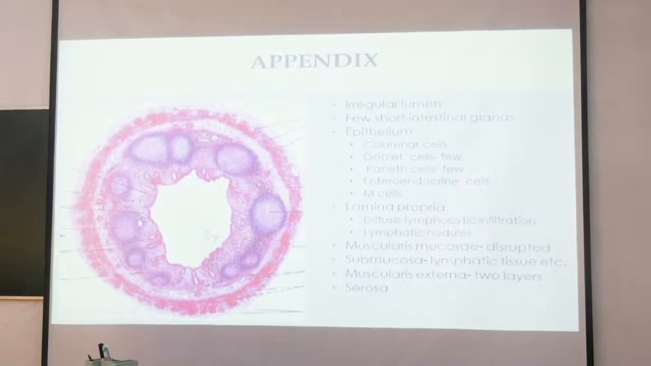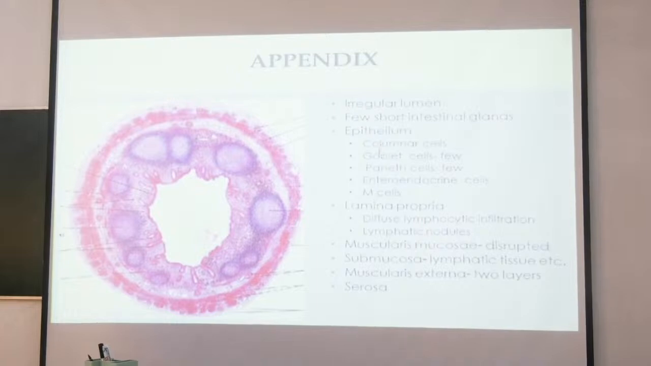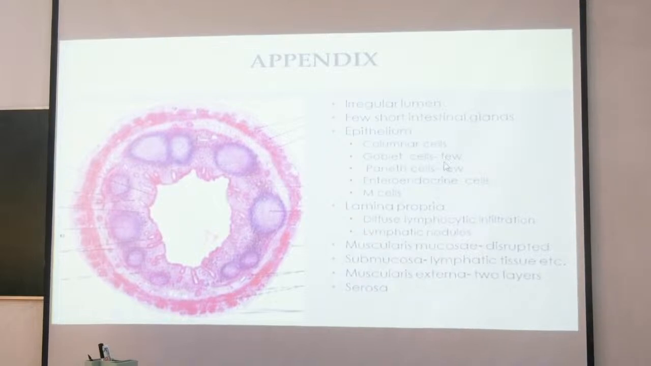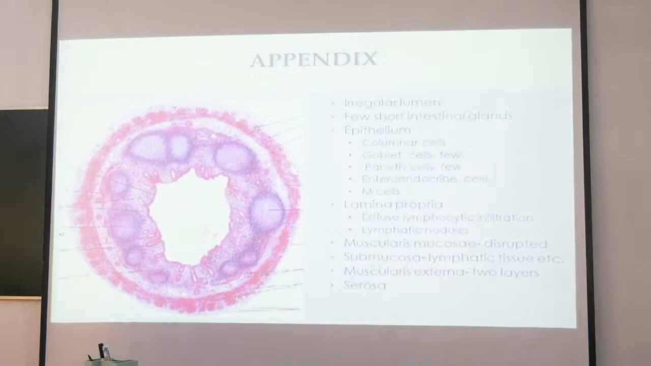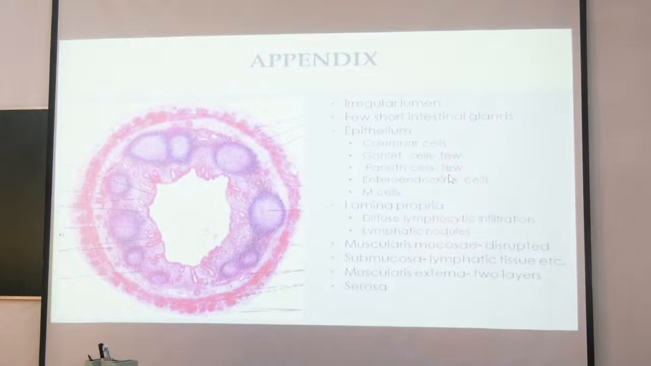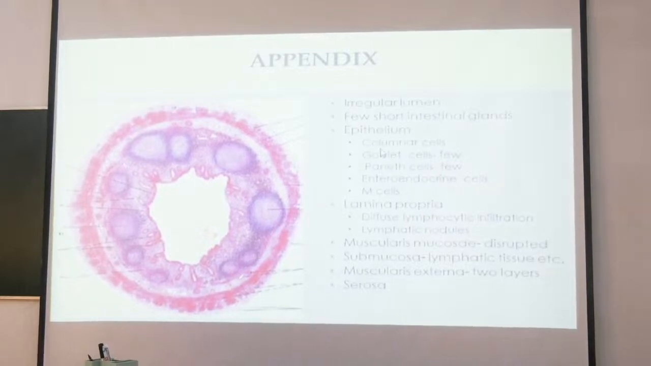So first layer, what will we get? Epithelium. The epithelium contains very few intestinal glands. And the epithelium consists of so many cells. See how many cells there are. First one: columnar cell, goblet cell, Paneth cell. What does Paneth cell secrete? Lysozyme. Enteroendocrine cell, then M cell. Write down these cells: columnar cell, goblet cell, Paneth cell, enteroendocrine cell and M cells.